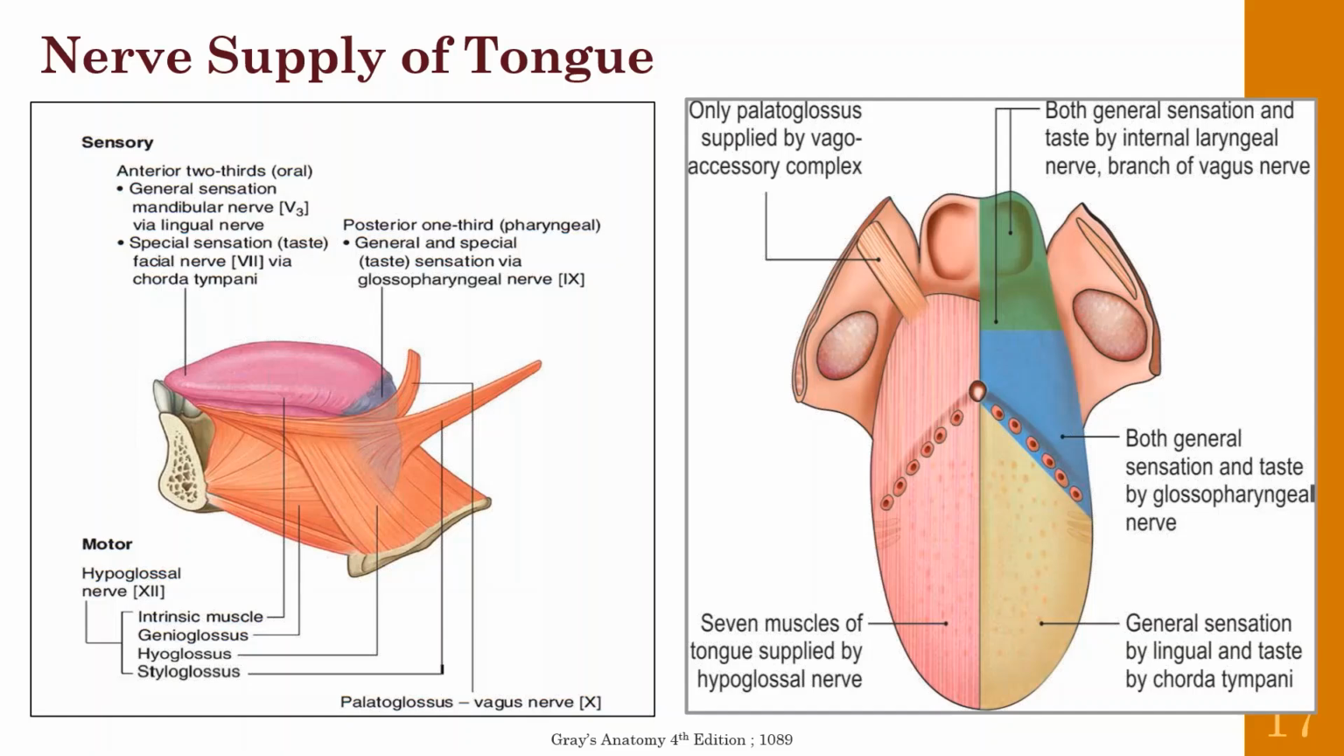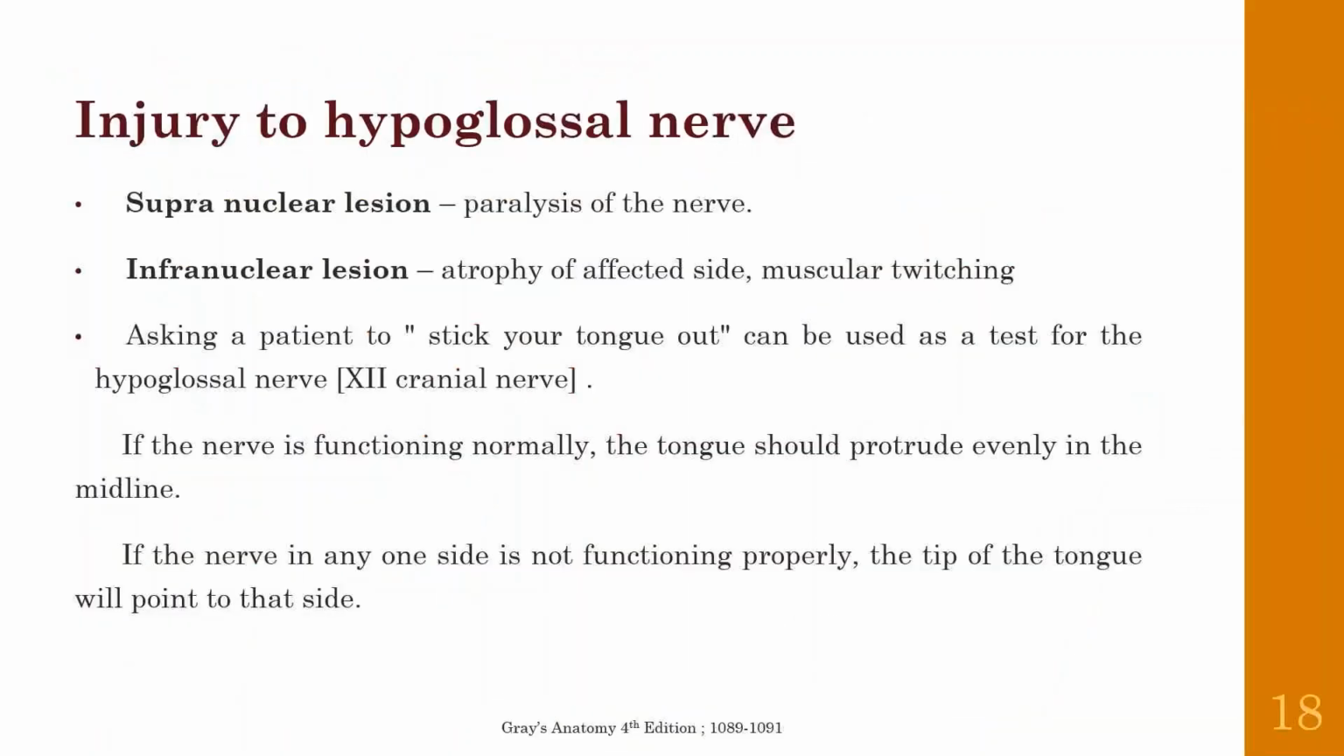For the sensory nerve supply of the anterior two-thirds, general sensation is via the lingual nerve and special sensation is via the facial nerve. And the sensory nerve supply of the posterior one-third, both general and special sensation, is via the internal laryngeal nerve of the vagus nerve.